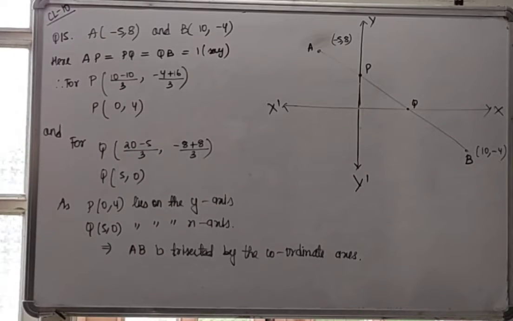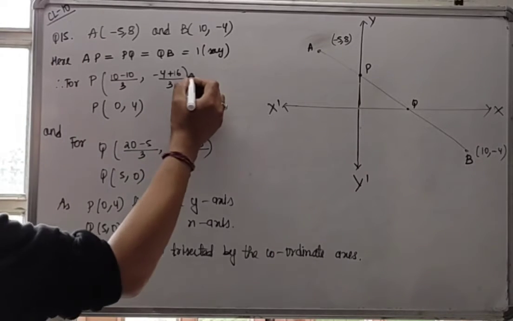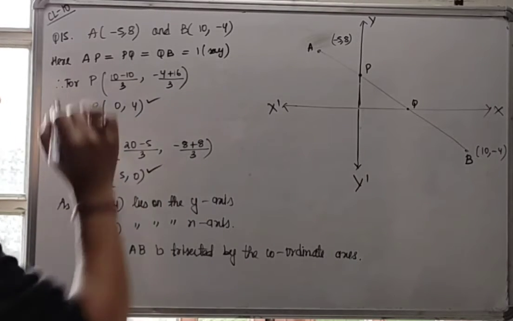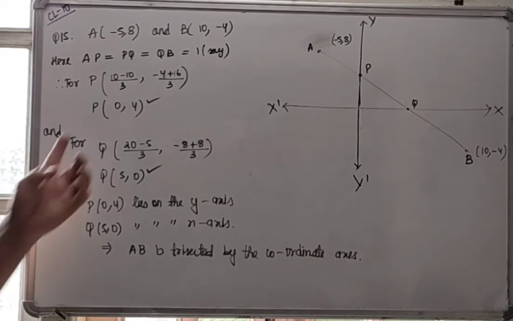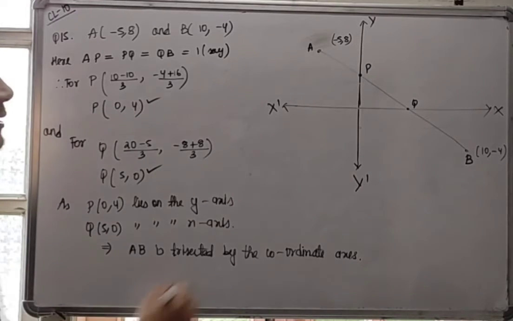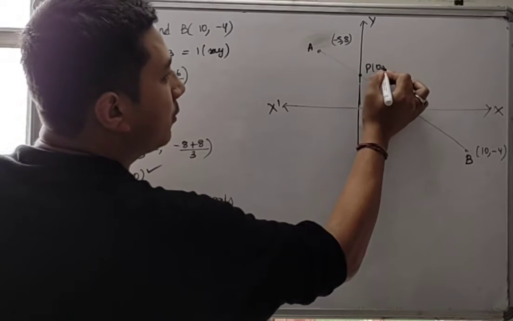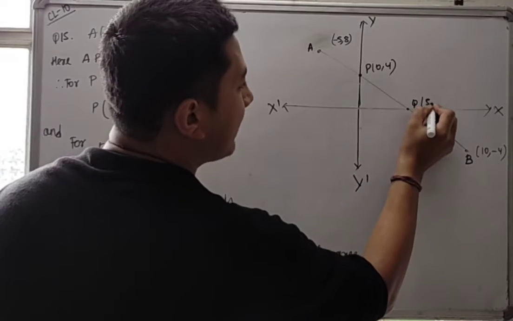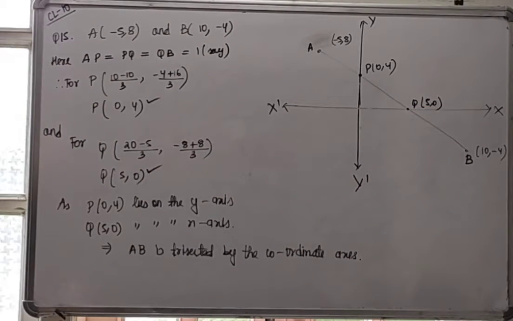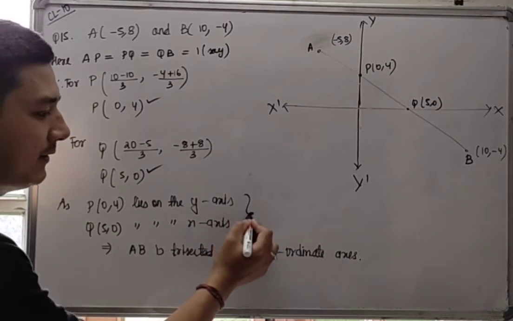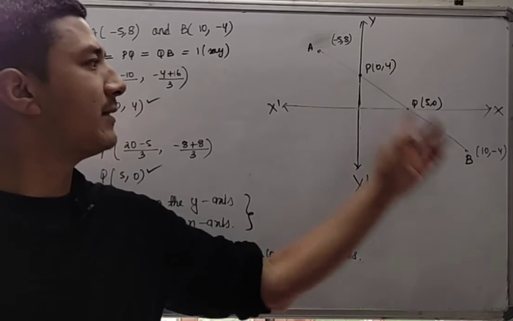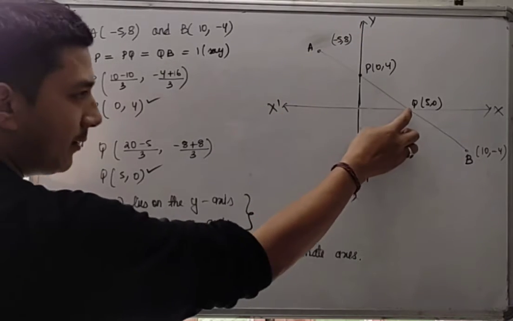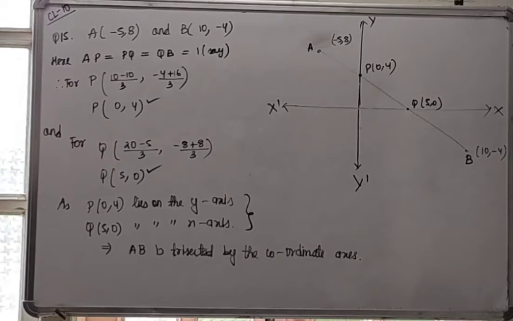So if you use the section formula, you'll get the coordinates of P as (0, 4). And again, if you use the section formula, you'll get the coordinates of Q as (5, 0). Now (0, 4) means it lies on the y-axis, isn't it? And (5, 0) lies on the x-axis. So this much is enough to say that this AB is trisected by the coordinate axis, because this point lies on the y-axis and this point lies on the x-axis in this way.